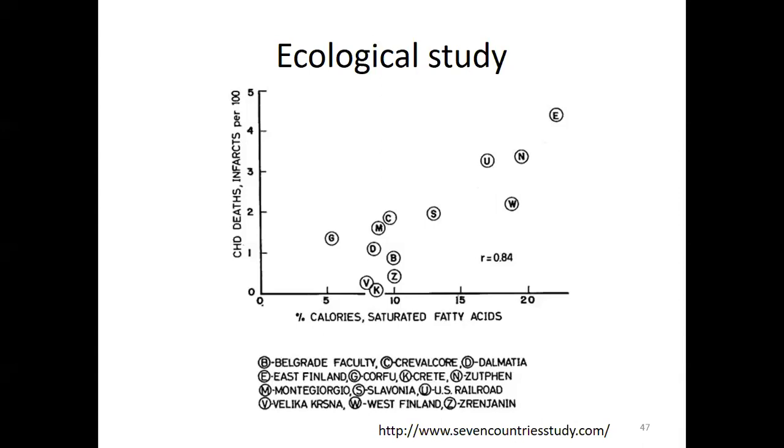What you can see here is that there's a strong correlation, with a correlation of 0.8, right? Correlations go from -1 to +1. So 0.8 is really pretty strong between the percentage of calories in saturated fat on the population level and the death rates. And you've got a really wide range of saturated fat intake.